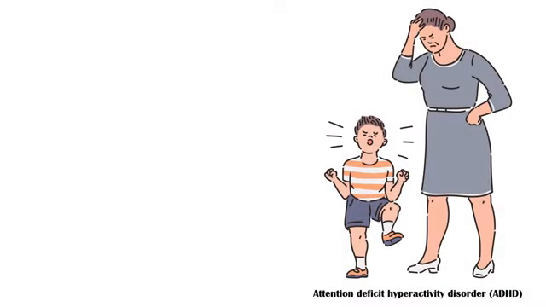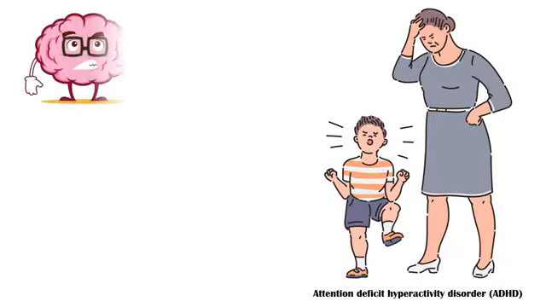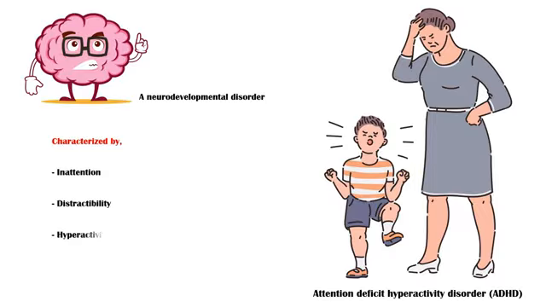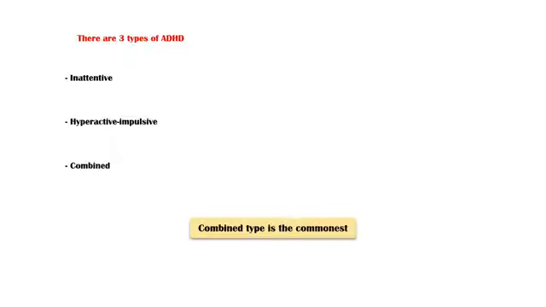Attention Deficit Hyperactivity Disorder, also known as ADHD, is a neurodevelopmental disorder characterized by inattention, distractibility, and sometimes hyperactivity. There are three types of ADHD: inattentive, hyperactive-impulsive, and combined. Out of these three, the combined type is more common. Since the diagnosis of ADHD is primarily clinical, signs and symptoms themselves become the diagnostic criteria. So let's discuss them together.